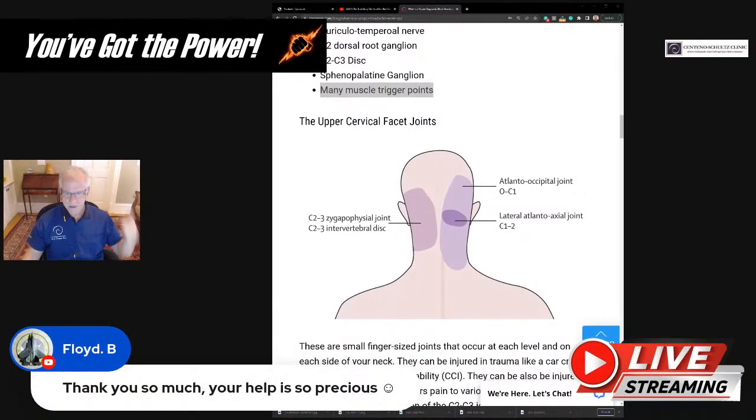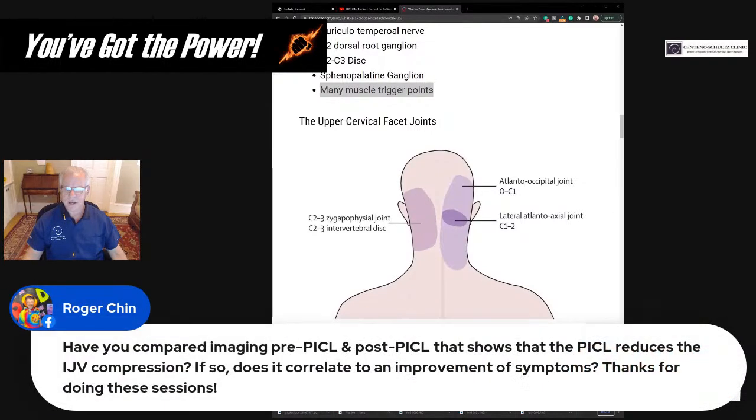Floyd, thanks, Floyd. Roger, have you compared imaging pre-PICL and post-PICL that shows PICL reduces IJV compression? If so, does it correlate with improvement in symptoms? Yeah, Roger, so that's something we've never been asked to do. Certainly be happy to do it if I could demonstrate that someone has IJV compression causing symptoms.